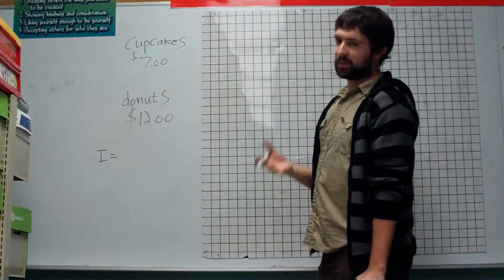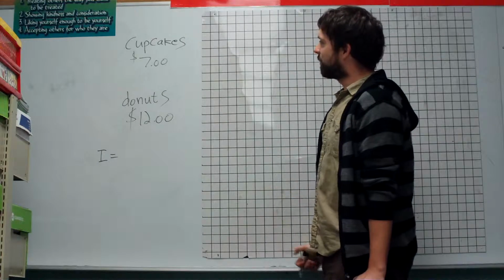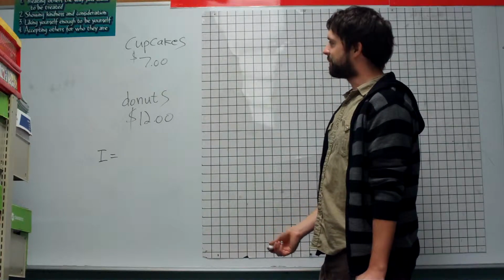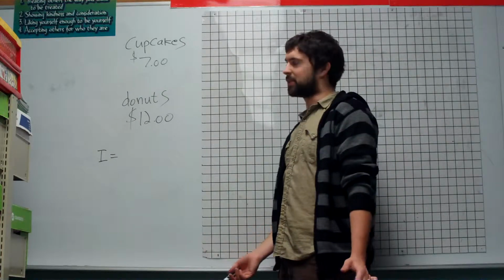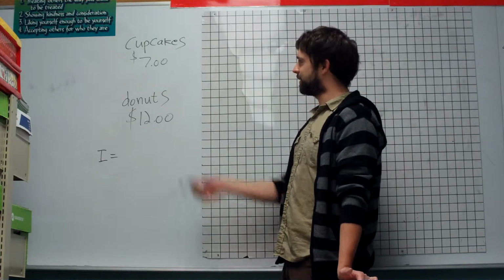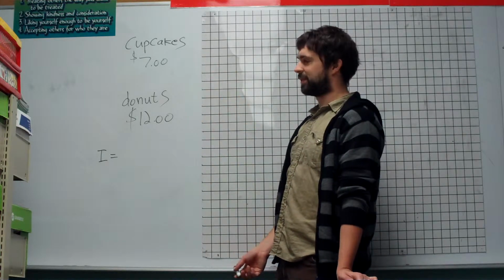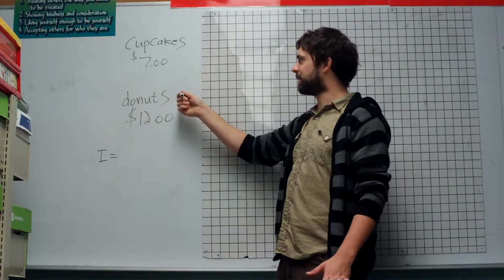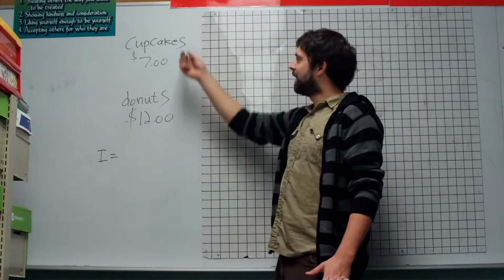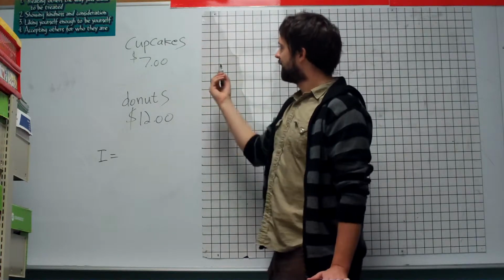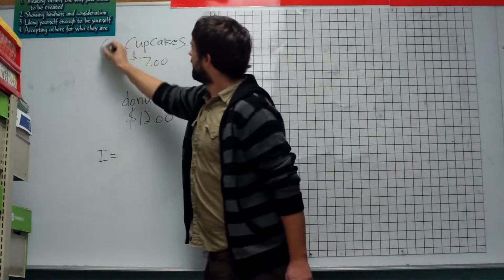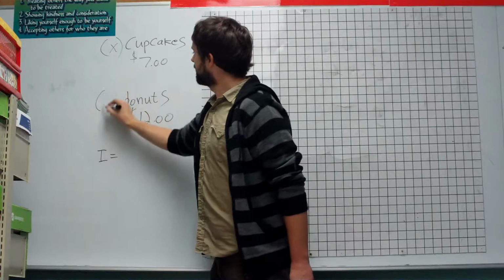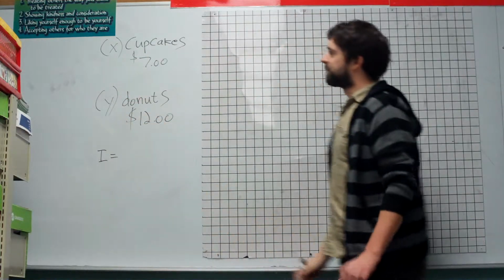The first thing the portfolio is going to ask you is, what are the variables in this question? Well, the variables are the things that we're assigning values to. So what are the 2 things that we're assigning values to? Cupcakes and donuts. These are our 2 variables. So we have to assign a letter to each of these variables. We'll assign X to cupcakes and Y to donuts.